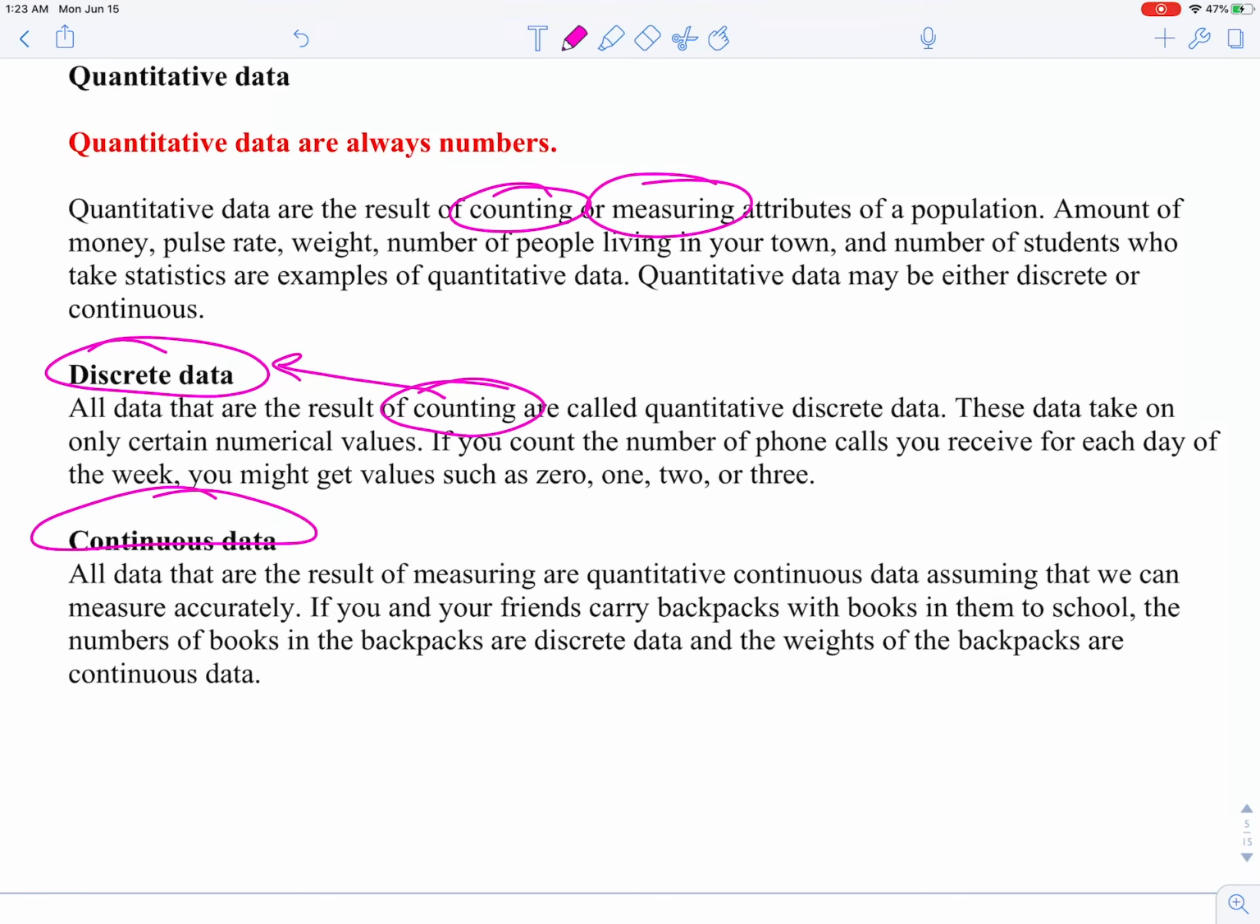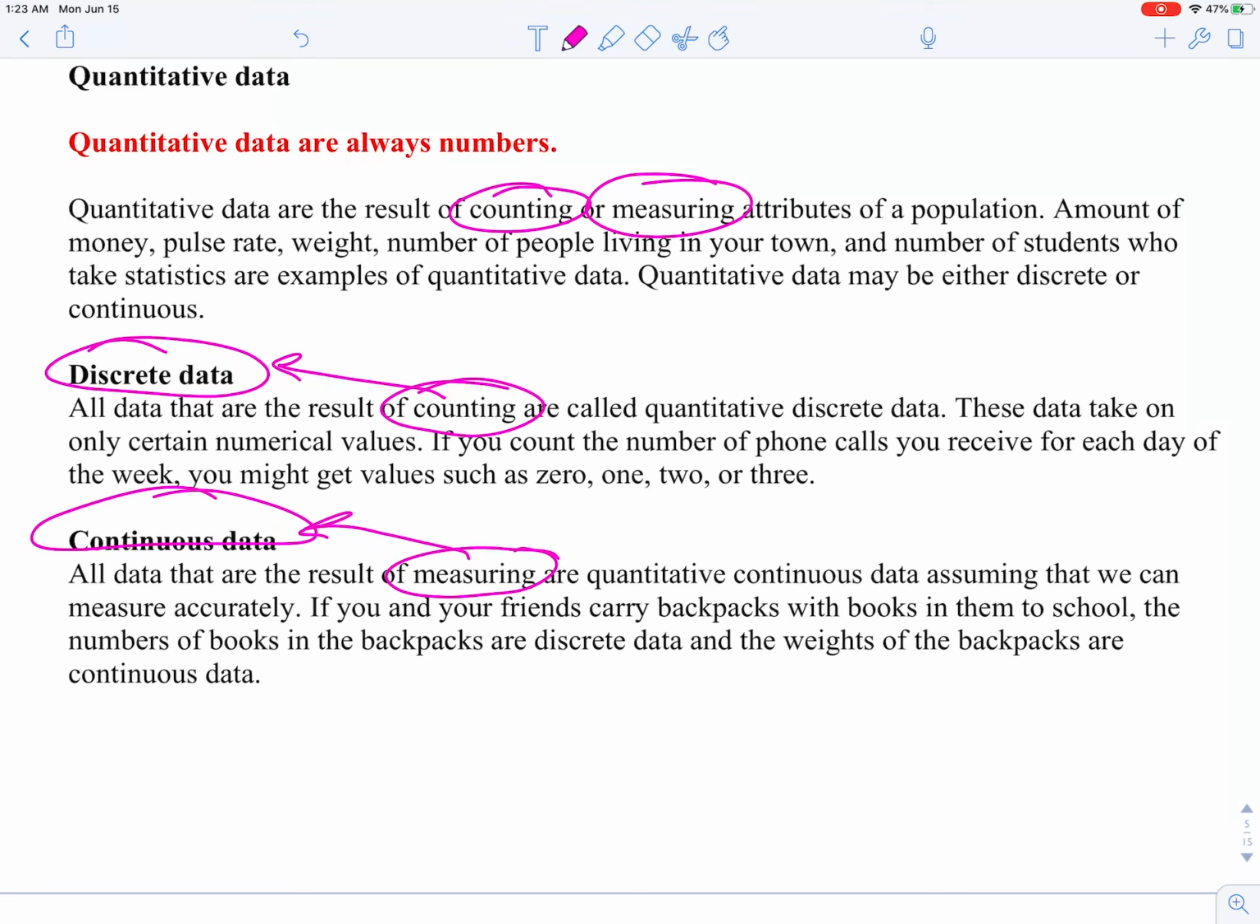All right, next one here, continuous data. All data that are the result of measuring. Okay, so continuous data is data we can measure. That's important. These are quantitative continuous data, assuming that we can measure accurately.